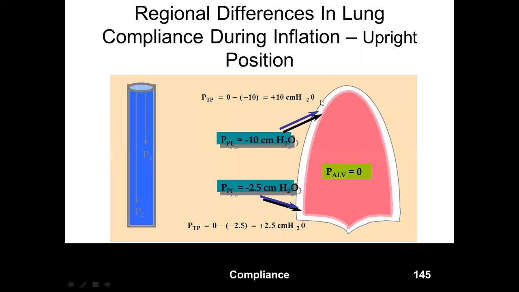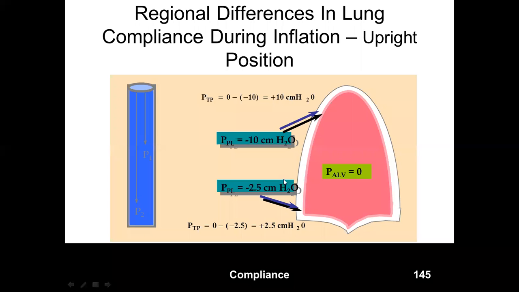Because of the variation of the intrapleural pressure, we can also say that the transpulmonary pressure varies from apex to base. So let's measure the transpulmonary pressure at the apex and at the base. The transpulmonary pressure is alveolar pressure, which is 0, minus the intrapleural pressure. At the base, it will be 0 minus minus 2.5, so you get a positive 2.5. At the apex, the transpulmonary pressure becomes 0 minus minus 10, so 10 centimeters of water.